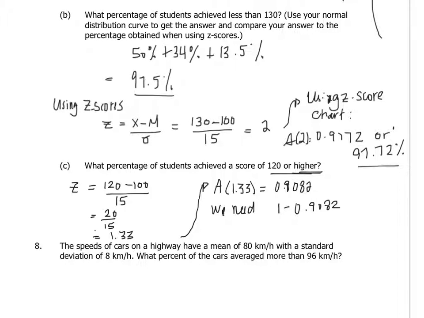So 1 minus 0.9082 is 0.0918, or if you move the decimal place over 2 places to the right to change it to a percent, that would be 9.18% of the data. So 9.18% of students scored 120 or more.